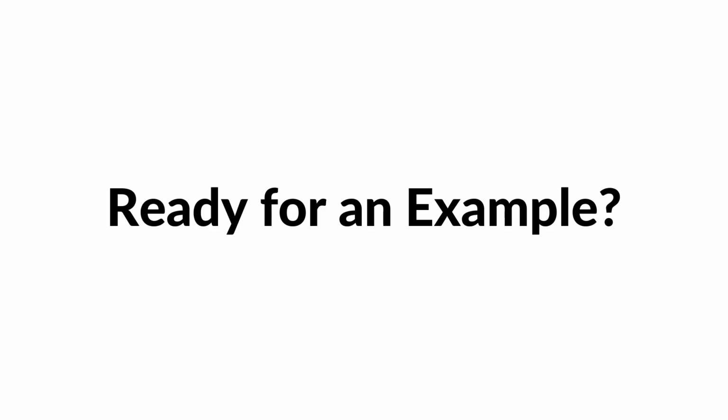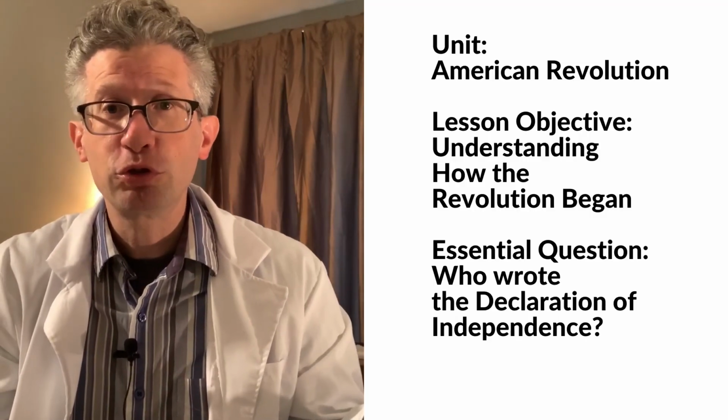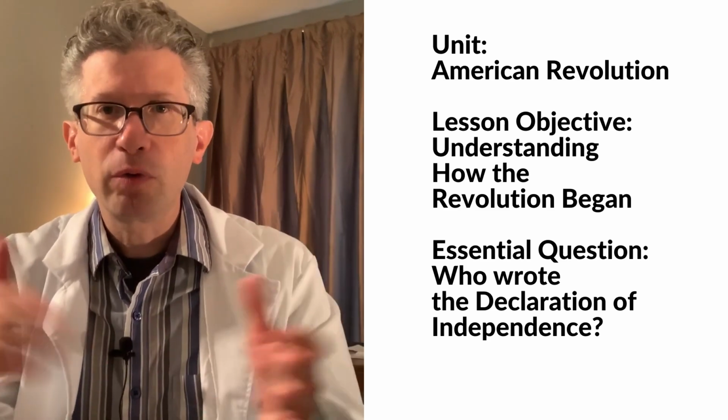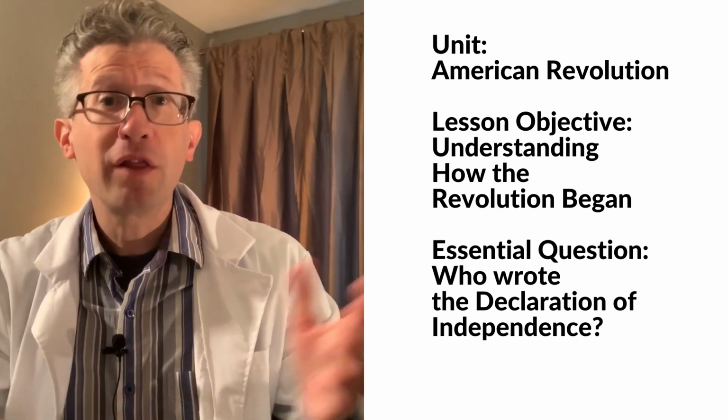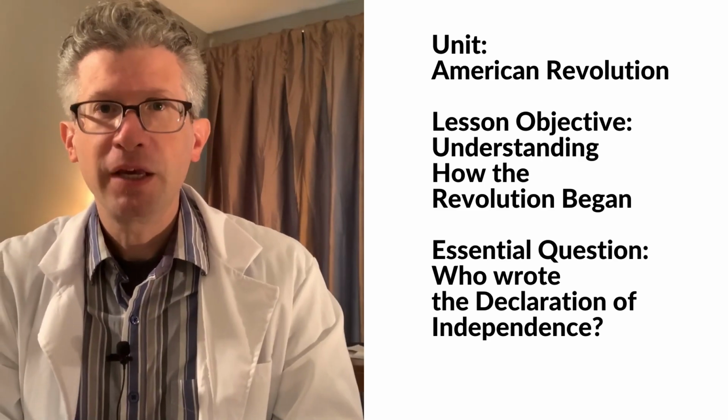Ready to do an example? I like using examples for the classroom because it outlines how you can implement these strategies today. I'm going to use a social studies lesson, but this will work for any subject. In this lesson plan, the unit is the American Revolution. The lesson objective is to understand how the revolution began. Maybe one of the essential questions is who wrote the Declaration of Independence. In the first 3 minutes of this class, I'm going to set the stage.